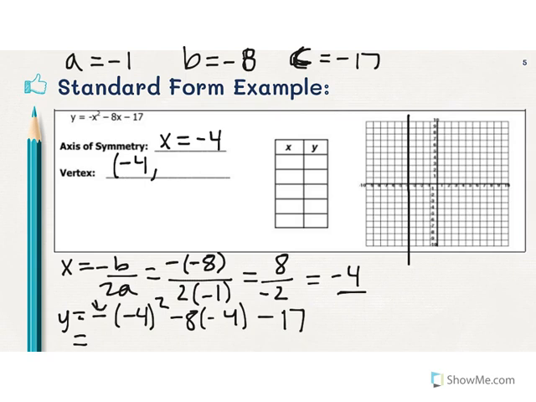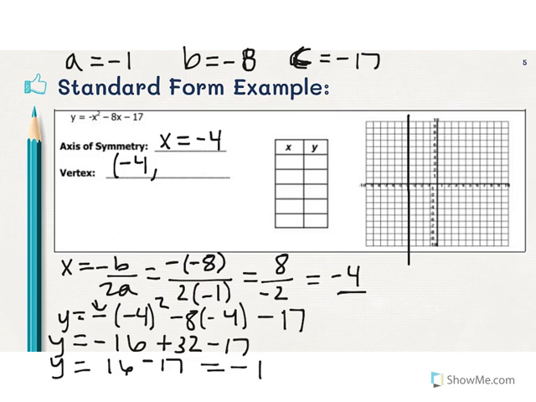Then we have to multiply it by this negative, so it's a negative 16. Then we have our negative 8 times negative 4, which is going to be a positive 32. Minus 17 again. This is y equals, and then we get y equals the negative 16 plus 32, which is positive 16, minus 17, and we get a negative 1.